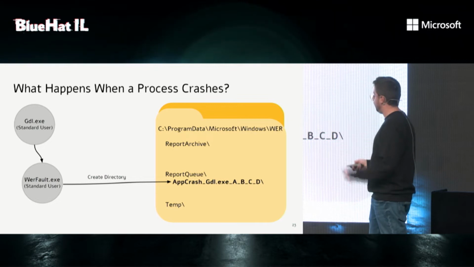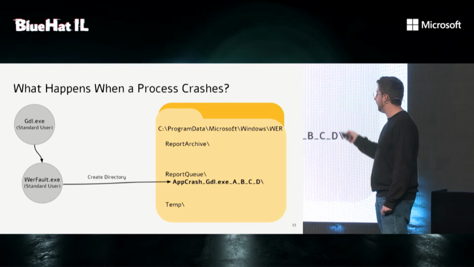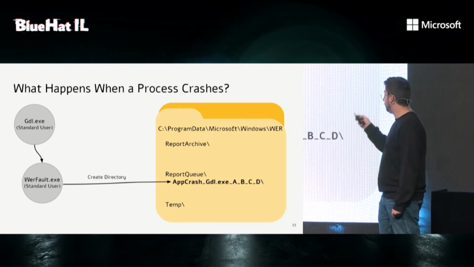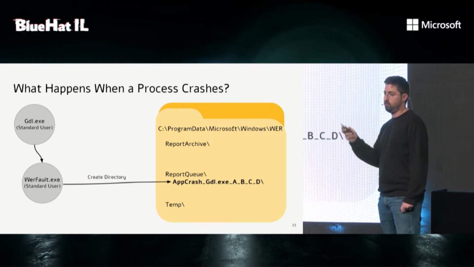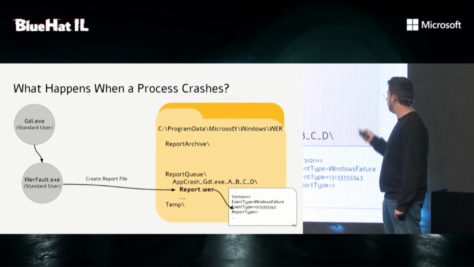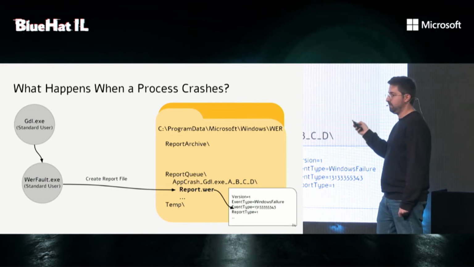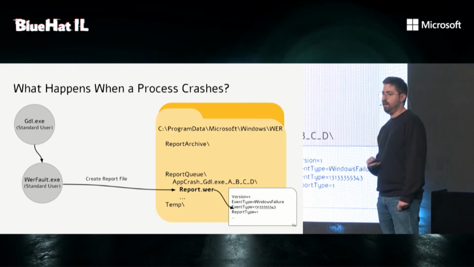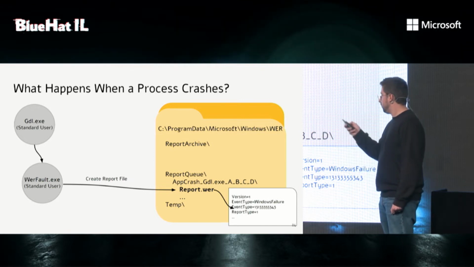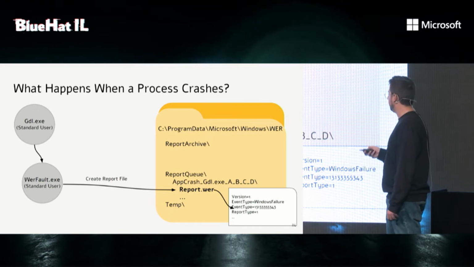There's a certain directory on your system under C:\ProgramData\Microsoft\Windows\WER, and there are three directories in it. One is the ReportQueue directory, and WerFault will create a new report subdirectory especially for each report, in this case the AppCrash_gdi directory, and it will put a few files into it. There's one mandatory file called Report.wer, which is an INI file that describes all the metadata regarding the crash. Sometimes WerFault will put more files in this directory, like a memory dump.